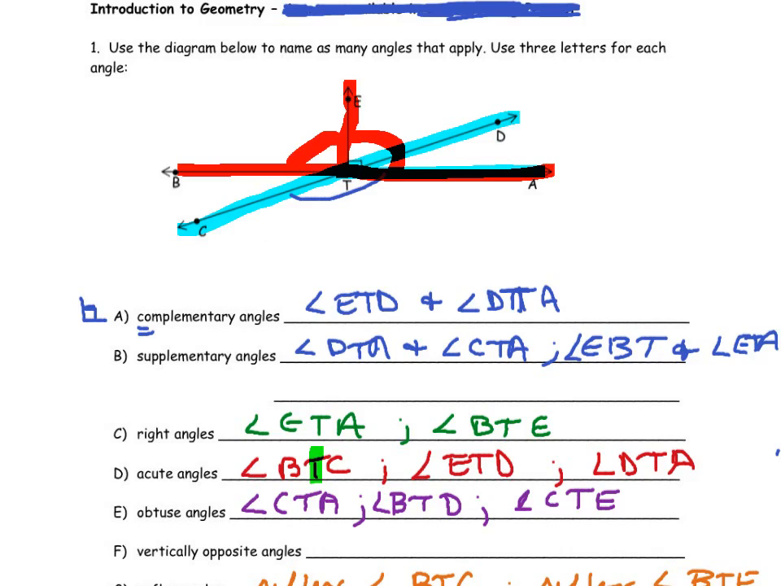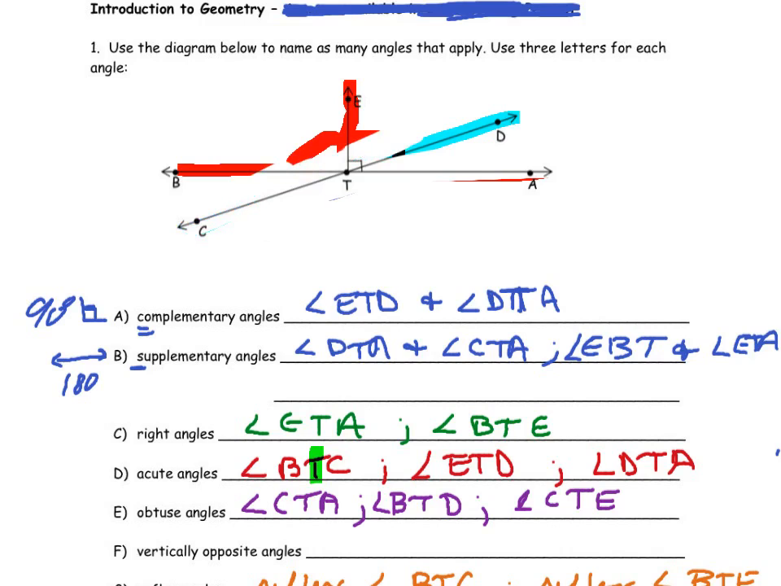Think S, think straight line. S is straight, complementary is a corner, and supplementary is a straight line. Straight means 180, and complementary is, of course, a 90. So the real goal for you is to be able to find missing measurements on a diagram. When you're given one angle, find another.